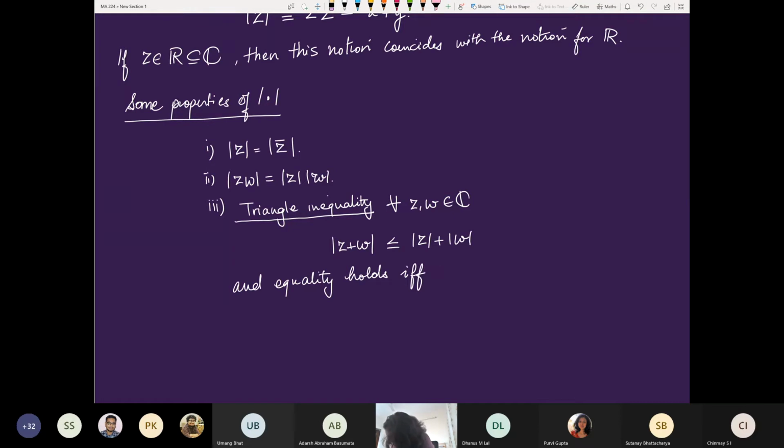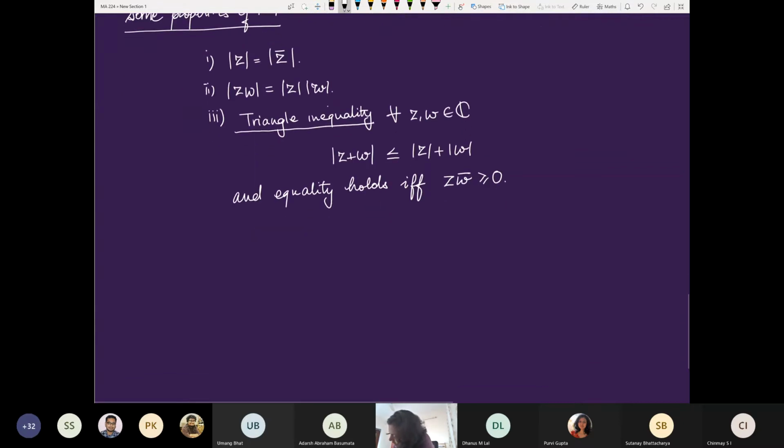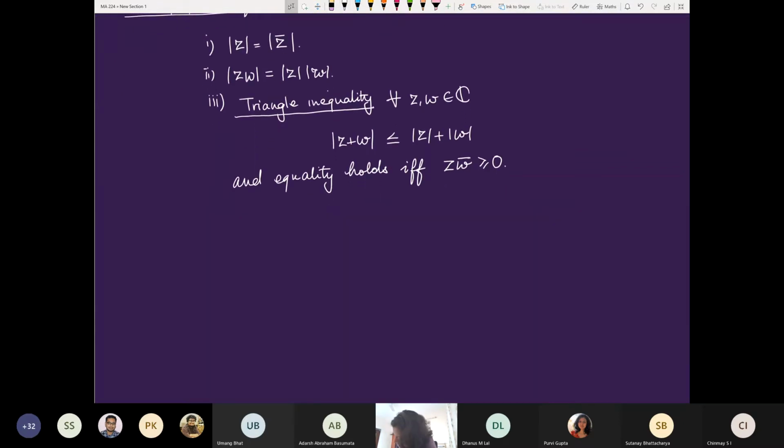when I look at the product z w-conjugate, which is a priori a complex number, this in fact must be a real number, and in fact it must be a non-negative real number. That is when this inequality becomes a proper equality, or a proper identity.